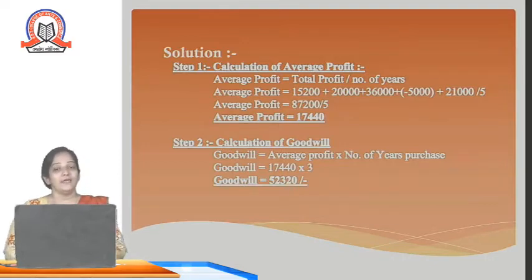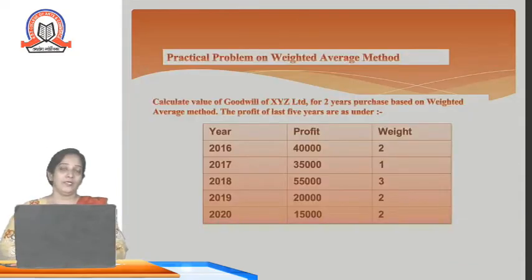Now in the other method, which is the weighted average method, let's see the example for the same. In the weighted average method, you will get weights assigned to each and every year's profit. What we are supposed to do is first do the summation of all the profits with the weights. That means each year's profit will be multiplied by the associated weight, and we need to make a total of it. That total divided by the total of the weights gives the weighted average profit. So let's see this question.